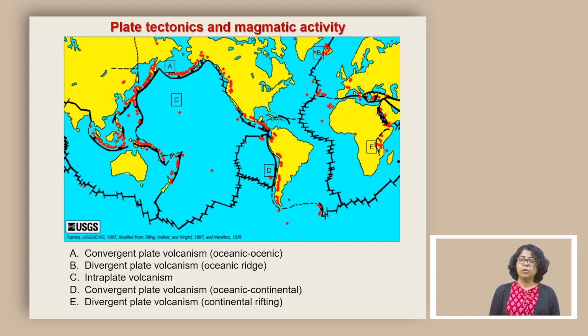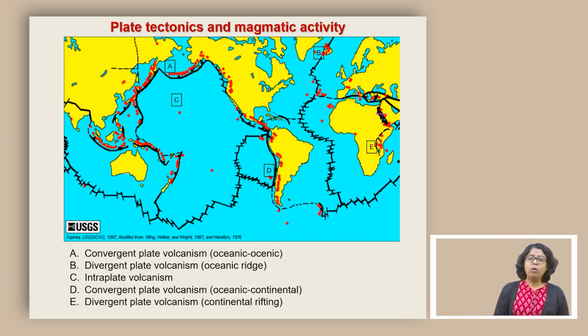As we know, there are three main types of plate boundaries. The one which is convergent boundary is a plate boundary where two plates come close to each other. The second one is a divergent boundary where two plates are moving away from each other. And the third one is a transform boundary where two plates are moving past each other. For today's discussion, we are going to primarily focus on convergent and divergent boundary.